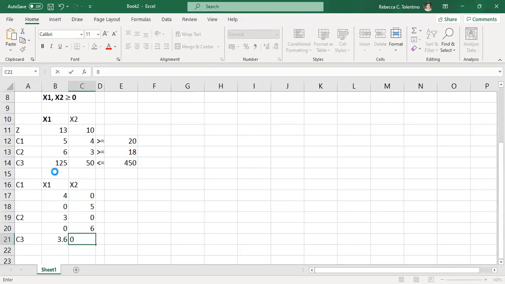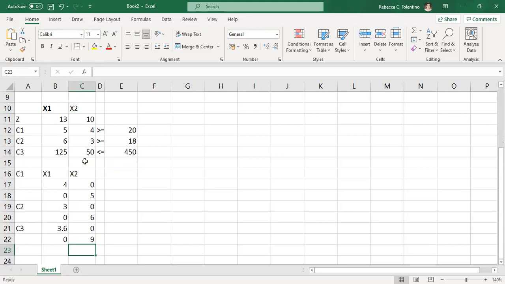Are you following, guys? Here we have 450 divided by 50. This one is the x1 intercept. It's 40 for the first constraint, and the x2 intercept is 0.5. Now we'll ask Excel to prepare the graphs for us.